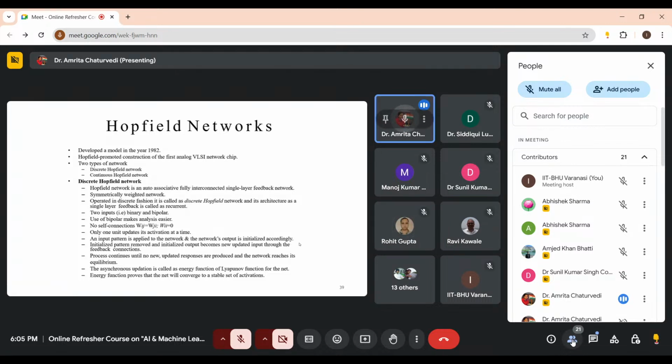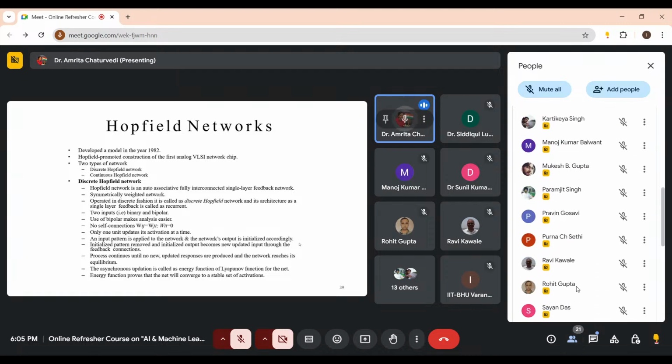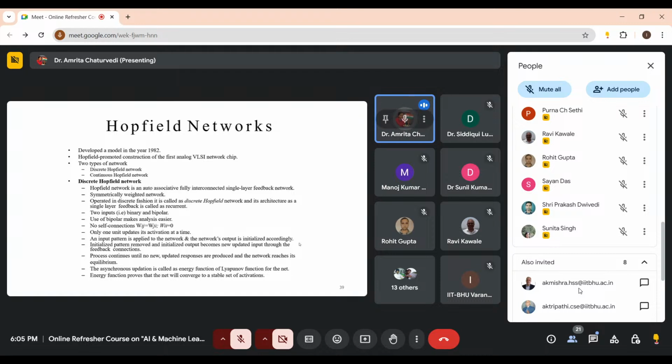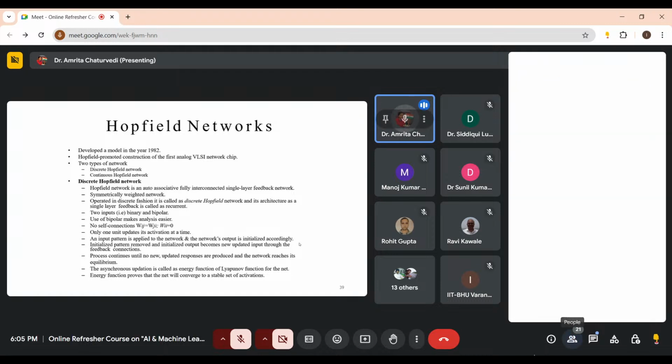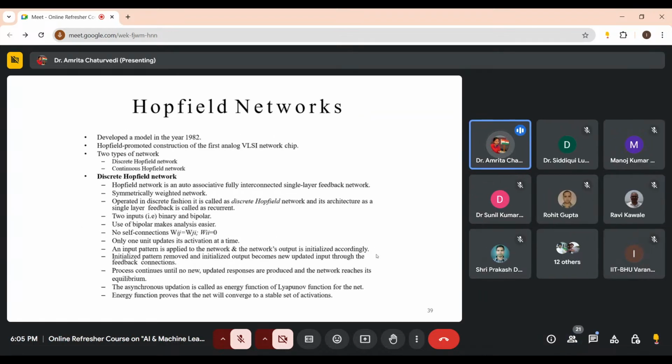So let us start the Hopfield neural network. This was developed in the year 1982, and Hopfield promoted the construction of the first analog VLSI network chip. These are again of two types, just like BAMs, because BAMs are also of two types, discrete and continuous. Similarly, Hopfield network is also of two types, discrete and continuous.